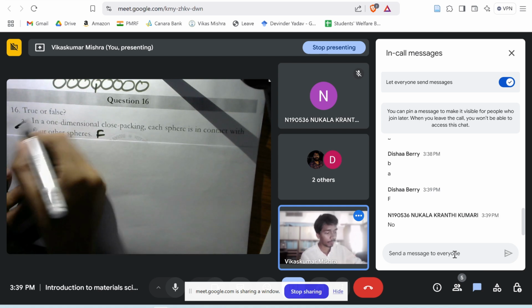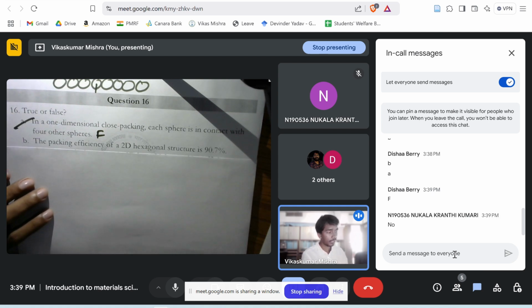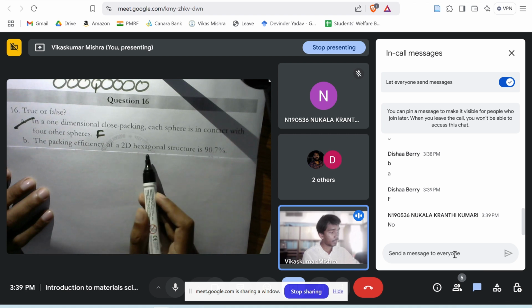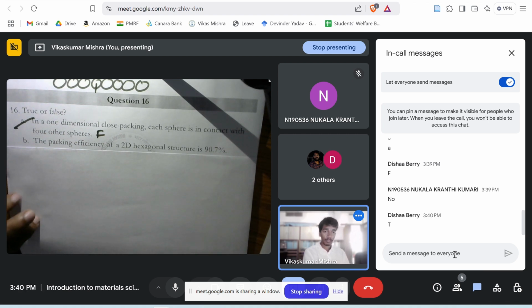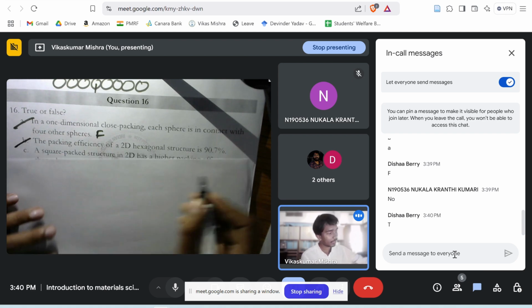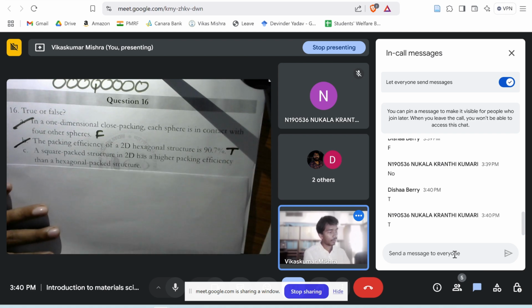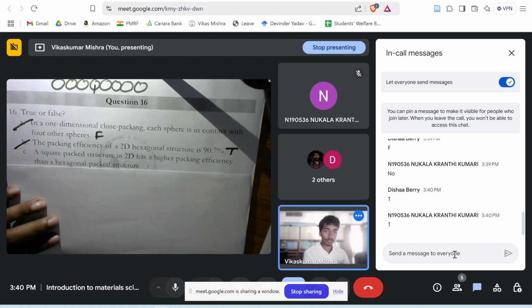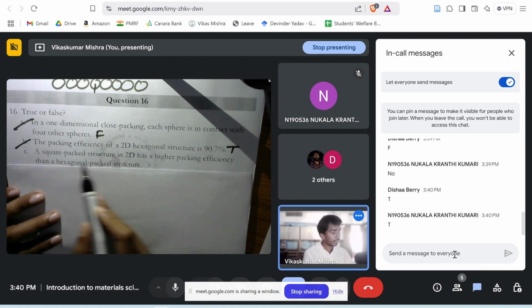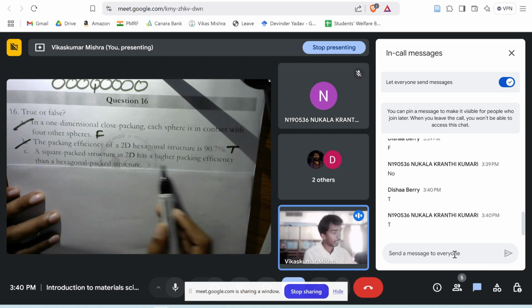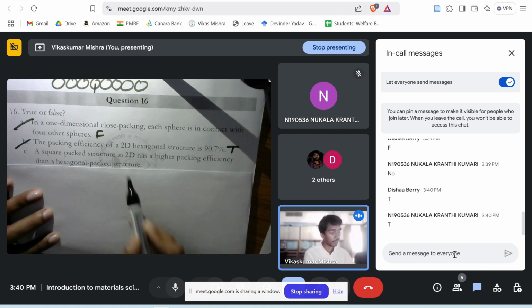This is perfect. Now the second one. The packing efficiency of the two-dimensional hexagonal structure is 90.7%. Yeah, that's true. Perfect. Now let's go to the next question. A square packed structure in 2D has a higher packing fraction than a hexagonal close pack.